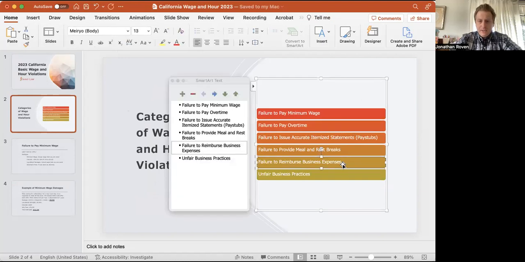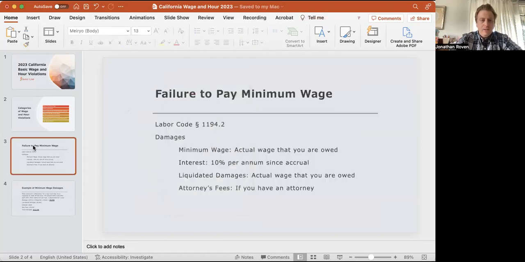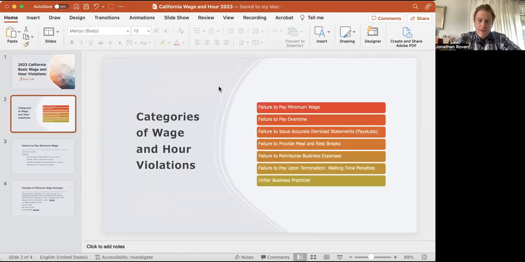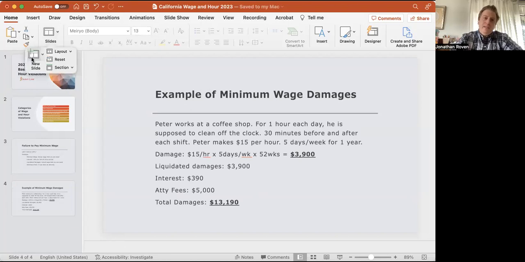One that I actually do want to add here is failure to pay upon termination penalties. That's a very significant one. Okay, so going back, we're now going to do failure to pay overtime.